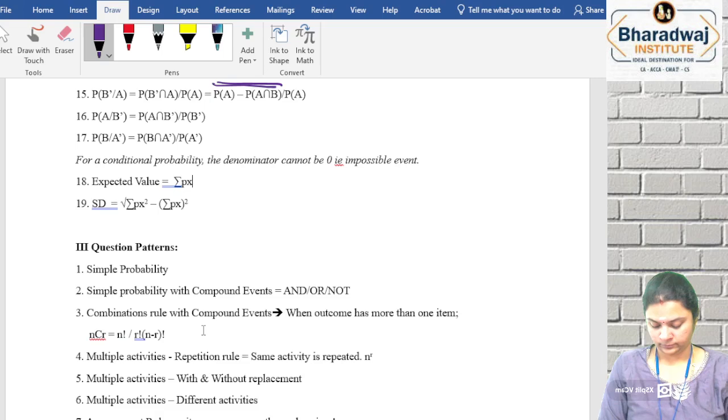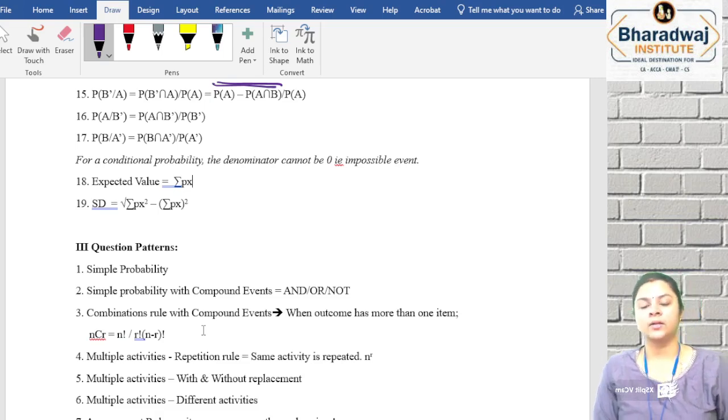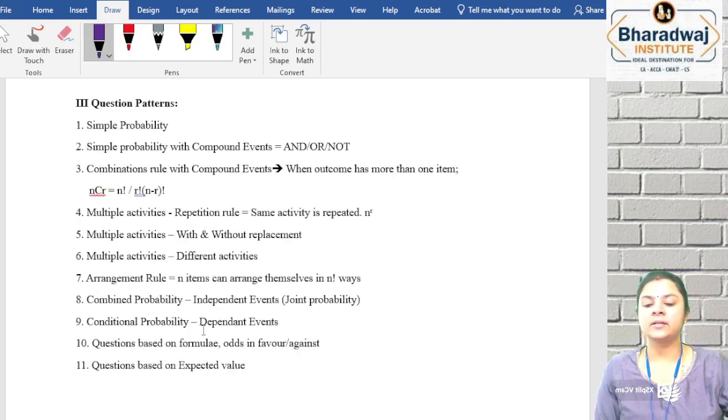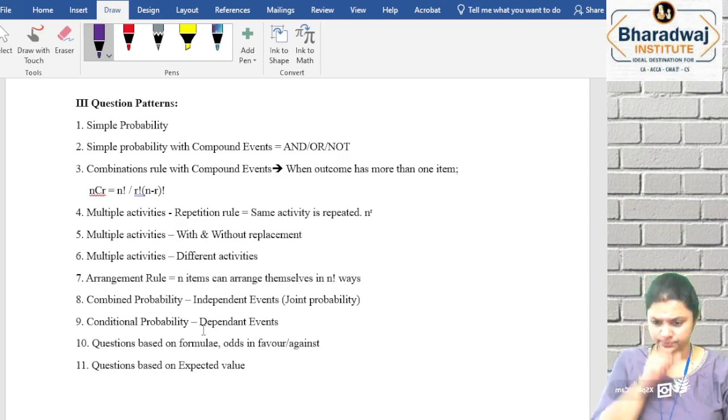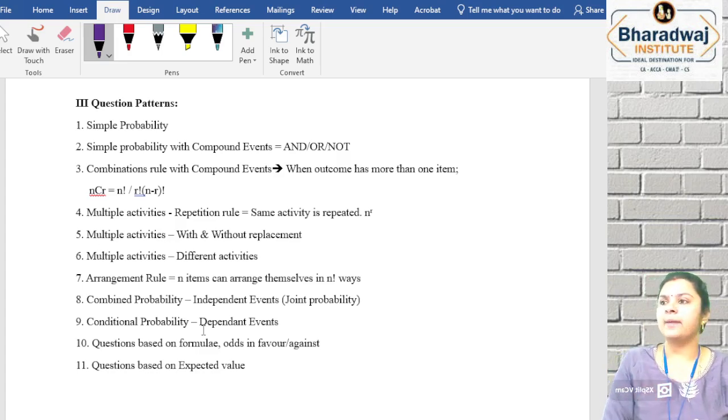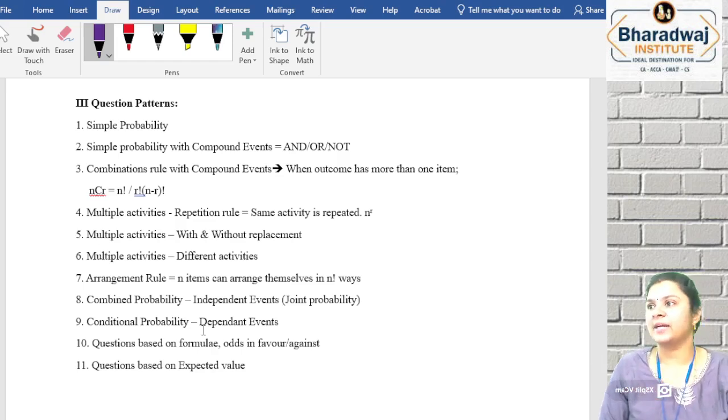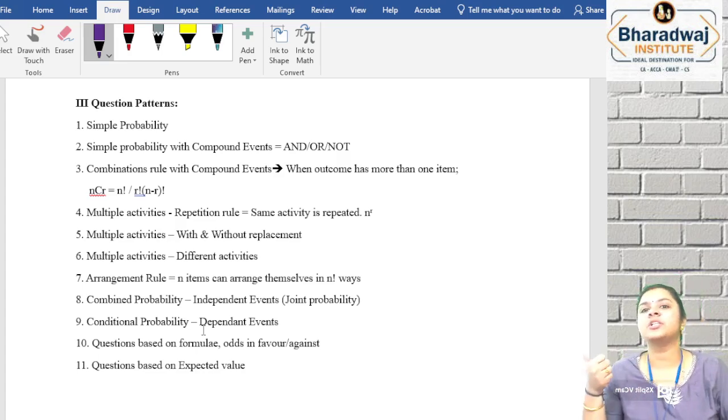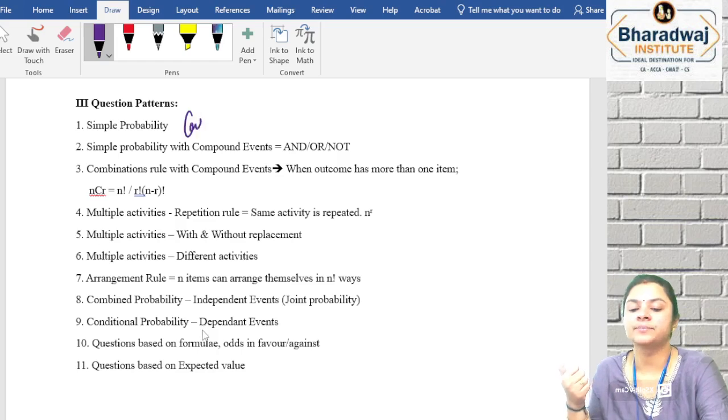Okay. Now let's quickly understand the patterns that are going to be in the questioning area. Let me give you one or two examples for the different patterns. The rest we can do in the practice questions. First, simple probability questions. Questions based on cards.